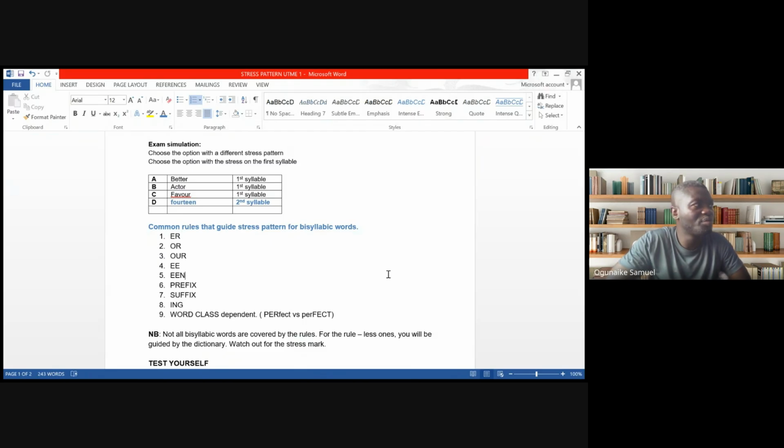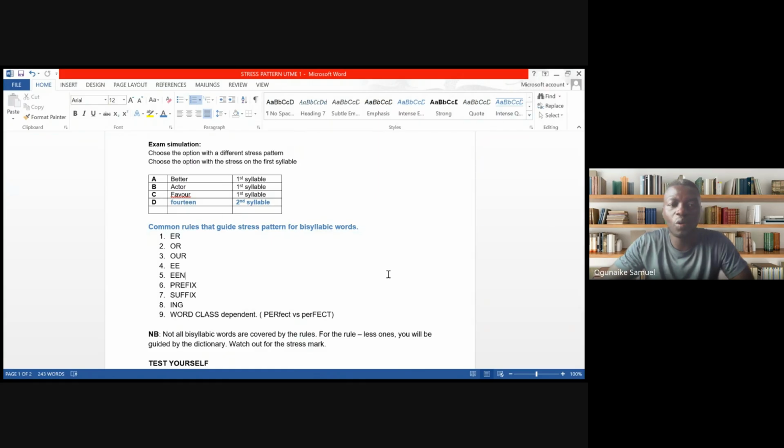Another example could be deface. When you spoil something, sometimes they say, oh, you are defacing Lagos, you are spoiling Lagos by pasting your posters unscrupulously. So deface. You don't stress the de, you stress the face.